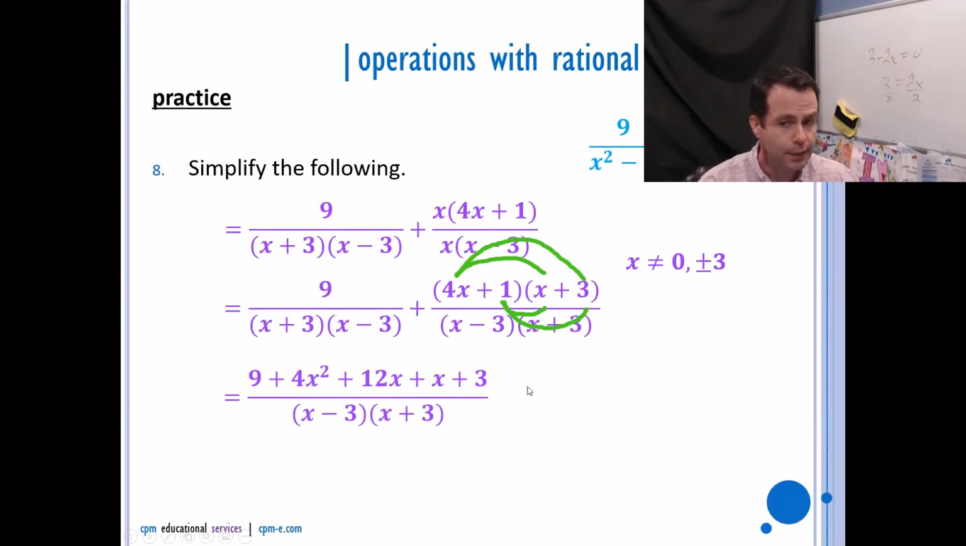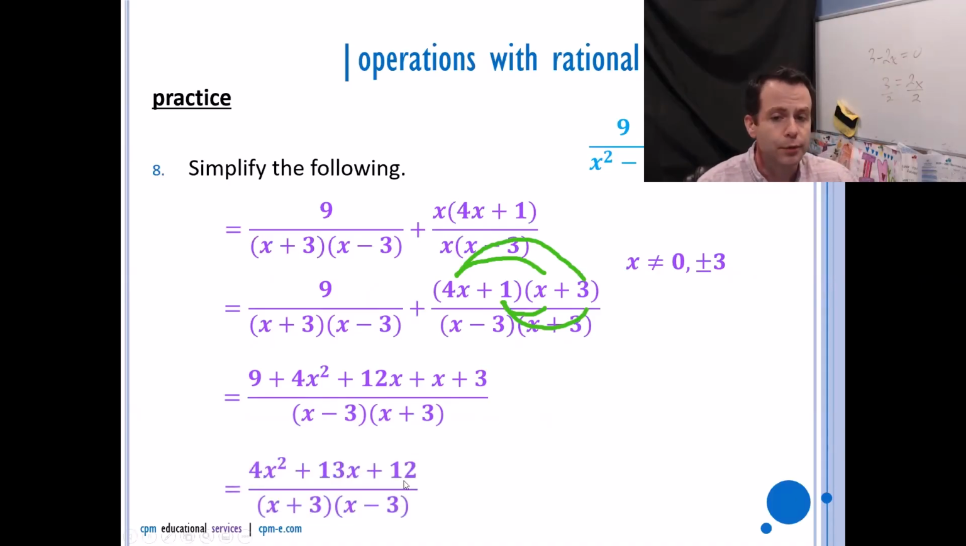Okay, now the 9 and 3 can come together to be 12. The 12x and x can come together to be 13x. So I'm left with 4x squared plus 13x plus 12 all over x plus 3, x minus 3. You would want to leave the denominator in factored form. Okay. You could try to factor the numerator. You often can't factor the numerator in your answer. There's the odd time that you can factor it and you'll be able to cancel one more binomial out. But often we just leave the denominator in factored form and the numerator can be either in simplified form or factored form, okay?